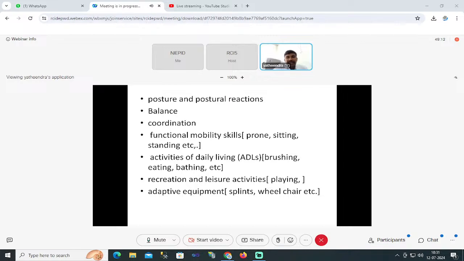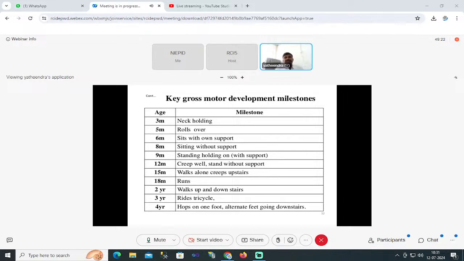Okay. So recreation, leisure activities, adaptive equipments: canes, wheelchairs, what presently the child is using. All that we need to take into consideration. Okay, these are the key gross motor developmental milestones that we need to see when you are taking the assessment.